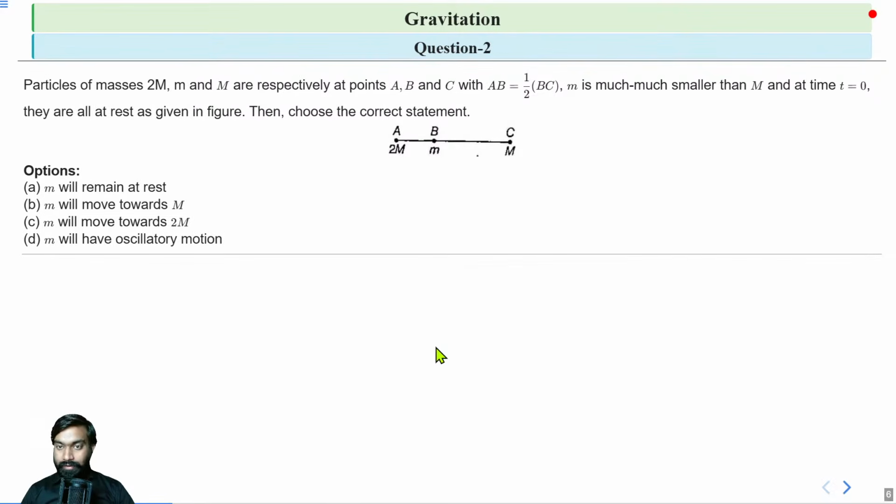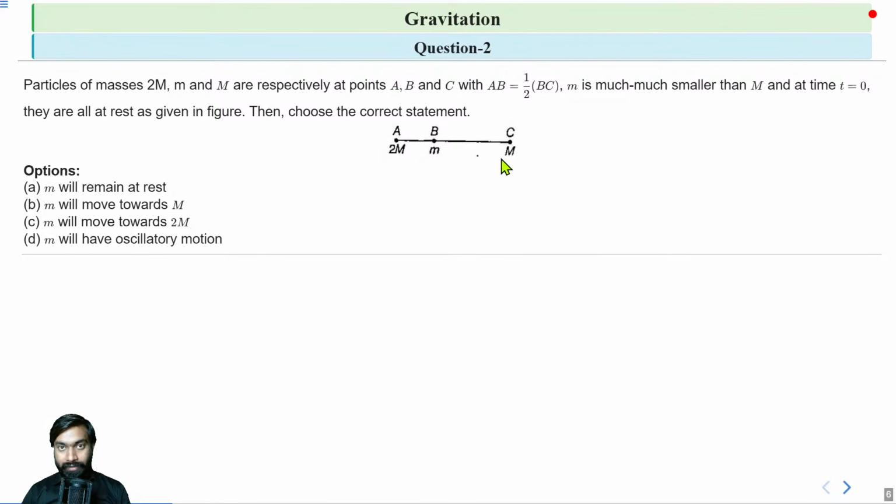Now let's see the next question. Two particles of mass 2M and M, small m and capital M, are respectively at points A, B and C with AB equal to 1/2 of BC. So at A the mass is 2 into capital M, at B the mass is small m, and at C the mass is capital M.